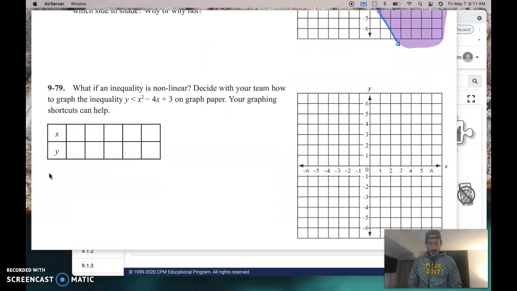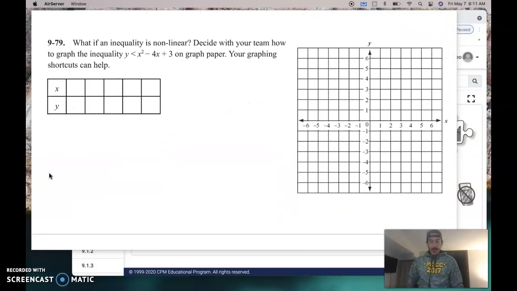Let's keep on keeping on, and let's look at our first inequality that isn't linear. So check this out. What if we've got a nonlinear inequality? Well, I've got something right here that is a parabola. Decide with your team how to graph.